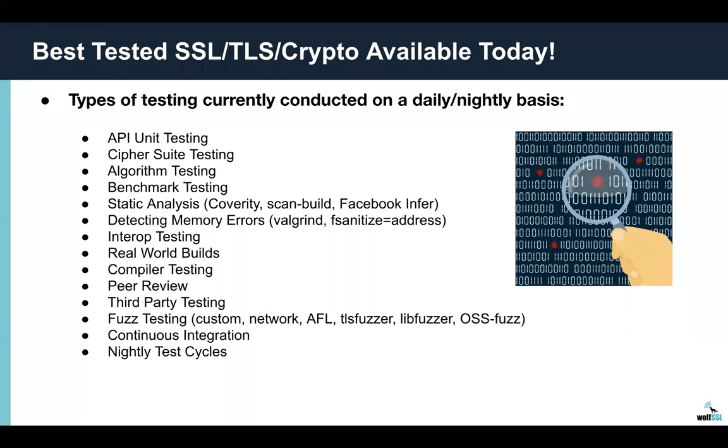We test with a number of different compilers, and do peer review essentially on every line of code that makes it into the repositories. Third-party testing, fuzz testing with over 6 different fuzz testers now, and then we wrap all this up into a continuous integration cycle with Jenkins. We do pull request testing and then more extended testing on a nightly basis.